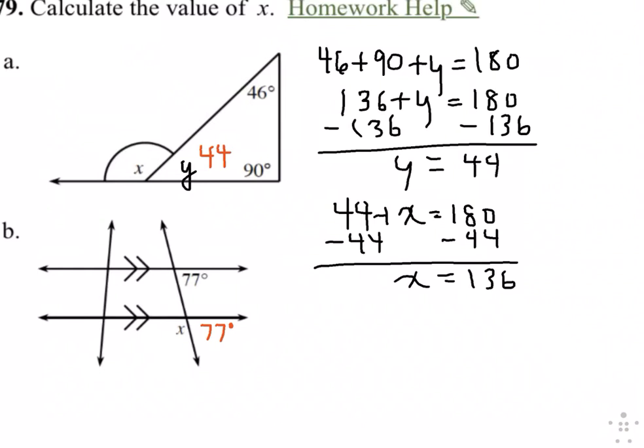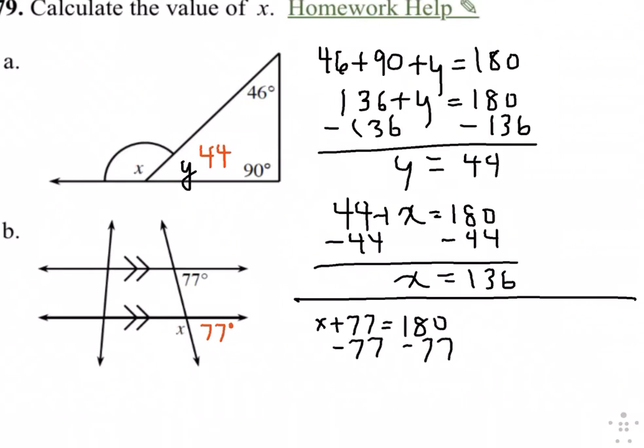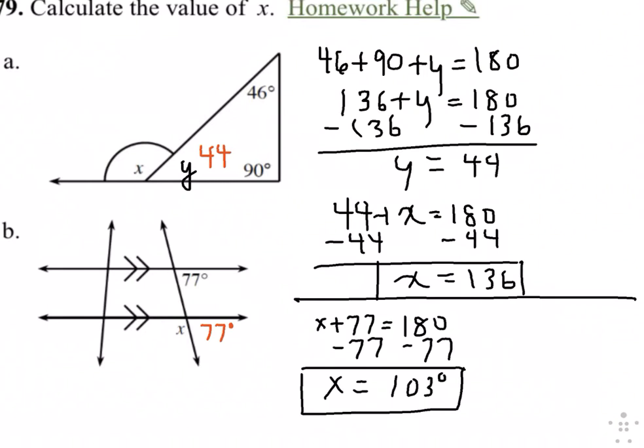So now X and this 77 degrees form a straight line, right? So we know that X plus 77 equals 180 degrees. So we subtract 77 from both sides, and we get X equals 103 degrees, right? So there's the answer to that one. This one was part A, right? Here's A, and here's B, right? 103 degrees.